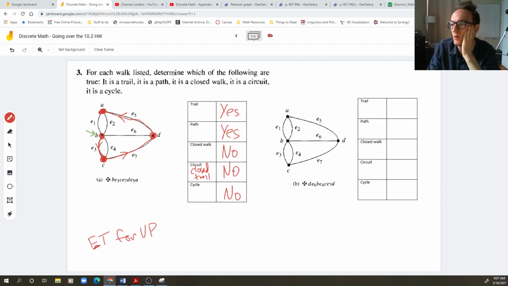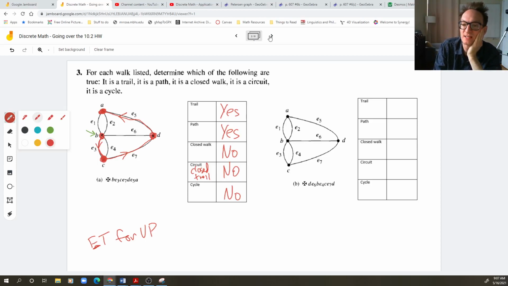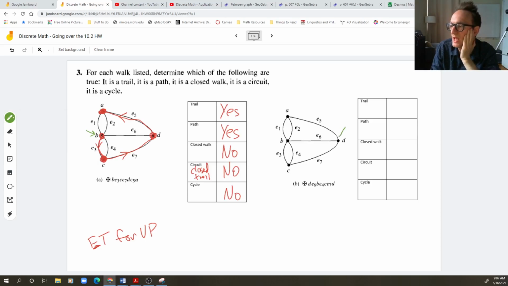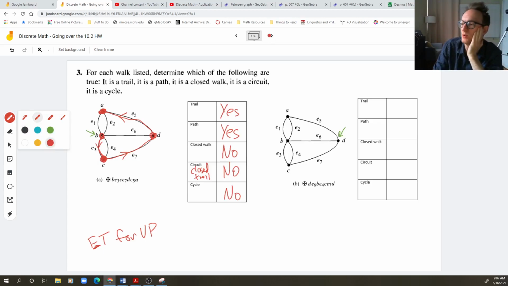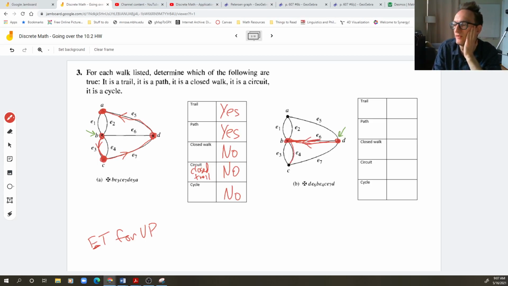What is this other walk? Well, now we start here at D. And what are we going to do? We're going to start here at D. Then we're going to follow E6. So we do that. And jump. And then we get to B. And then at B, we follow E4. And then we get to C. And then we follow E7. Ooh, this is getting kind of exciting. And then we're back to D again.